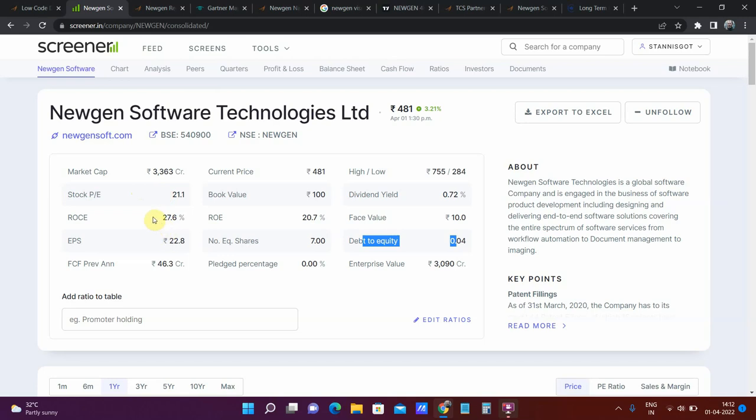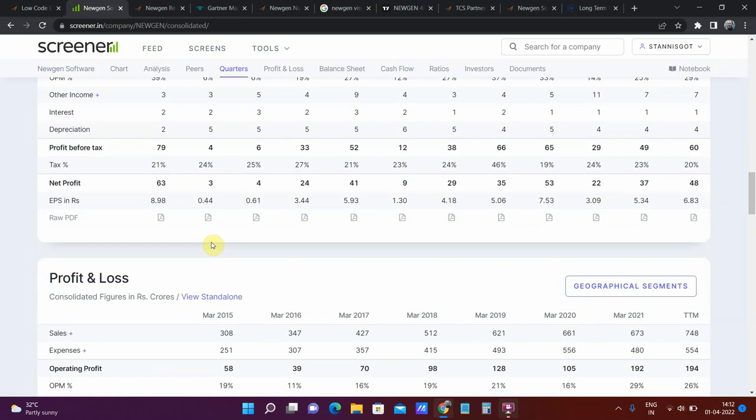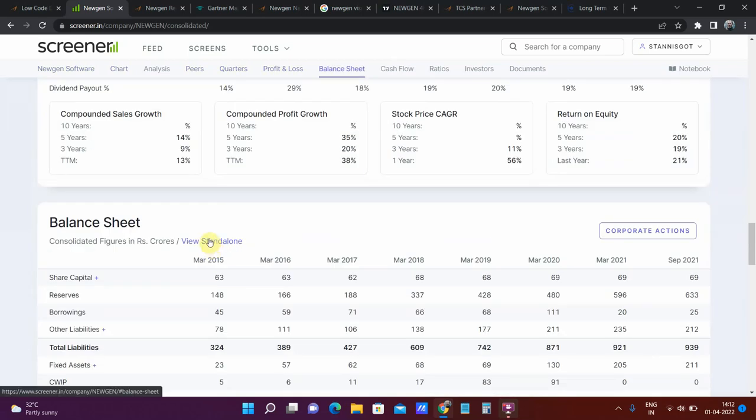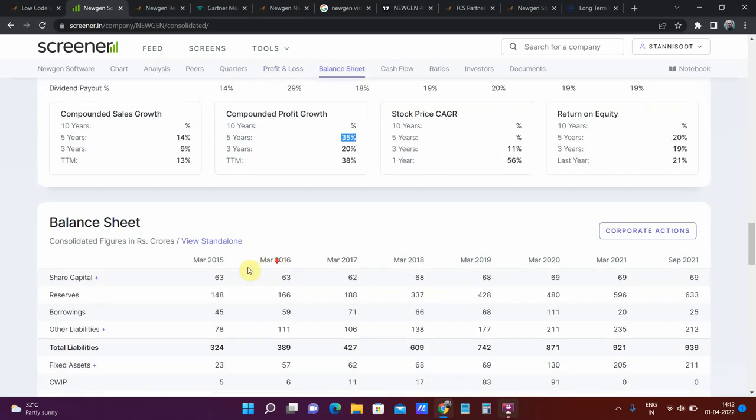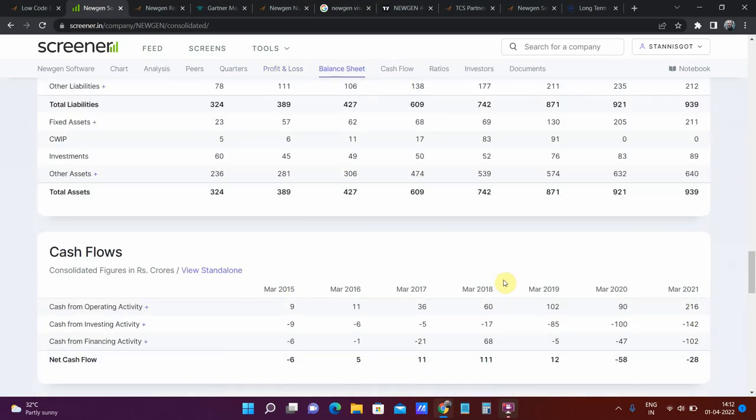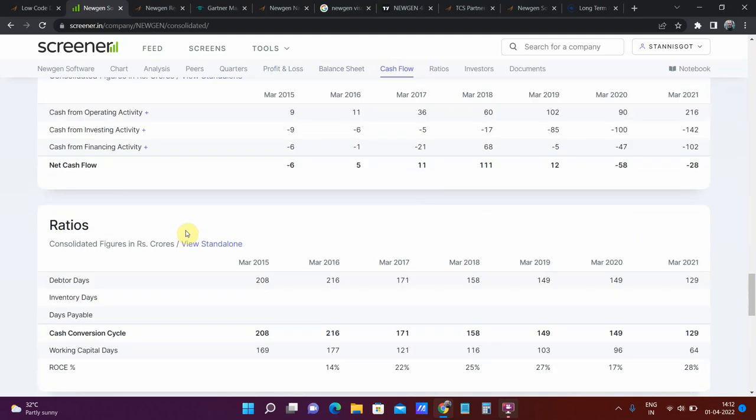And the ROCE is also very strong, around 27. If you look at the growth for this company over the last many years, the compounded sales growth for the last 5 years is around 14%, and profit growth is around 35%. Anything which is growing at 35% profit growth should actually double in about 3 years. So very little debt, or you can say it is a cash-rich company. The cash flows are clean. So this is about the fundamentals of the company.